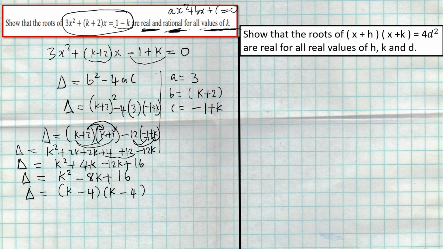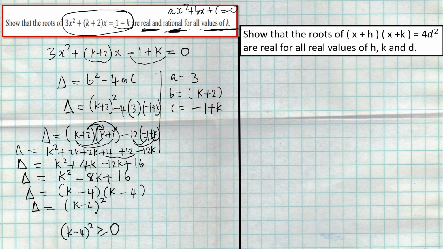If you don't know how to factorize, you can use the quadratic formula to get those values of k, then put them in brackets and change their sign. So you can see it's k minus 4 times k minus 4, which is k minus 4 squared. Can you see? We know that k minus 4 squared will never be less than 0, it will always be greater or equal to 0.